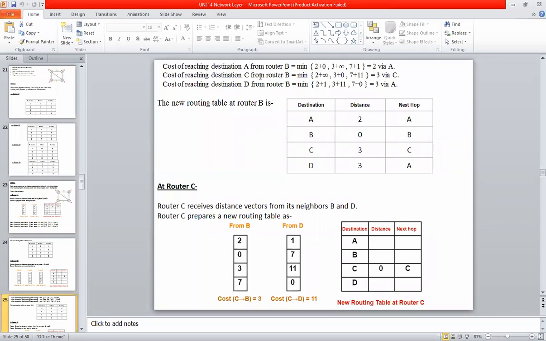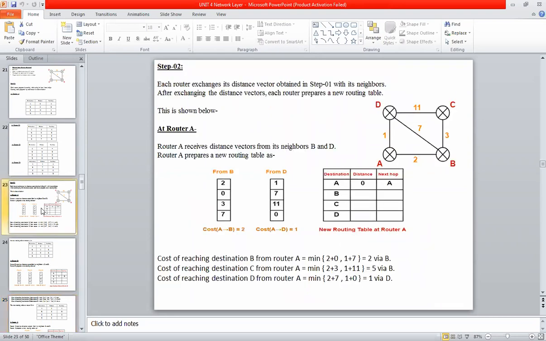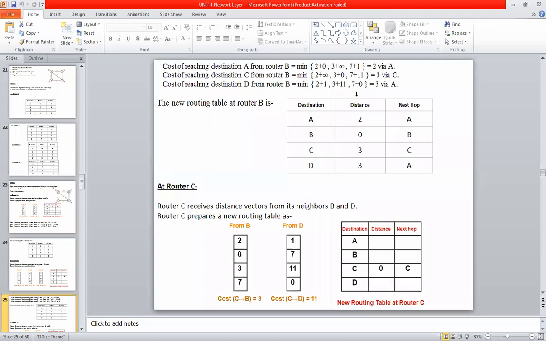Similarly for C, the destination you have to consider is C, from router B. What is the cost from A? That is infinity. B to C is 3, and B to D to C is 7 plus 11. See here: infinity, 3 plus 0, 7 plus 11. Which is the minimum? Because one includes infinity, you can't consider it. So 3 as compared to 18, which is the least cost, that is 3.